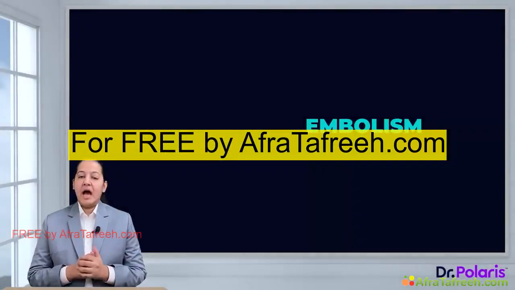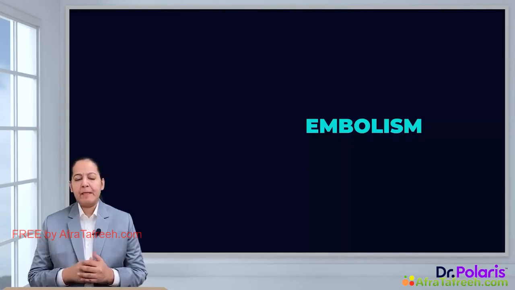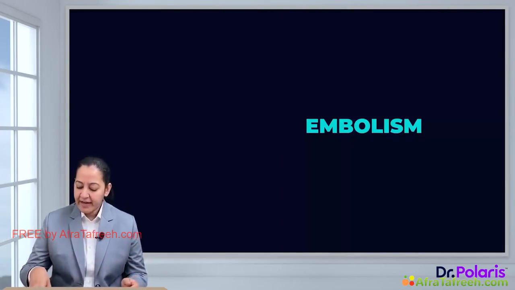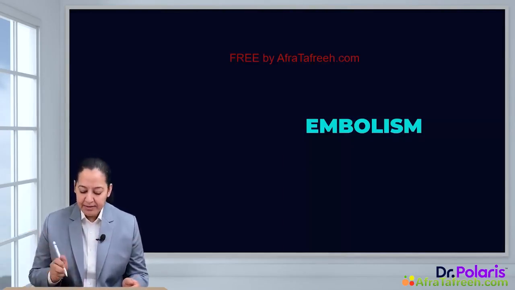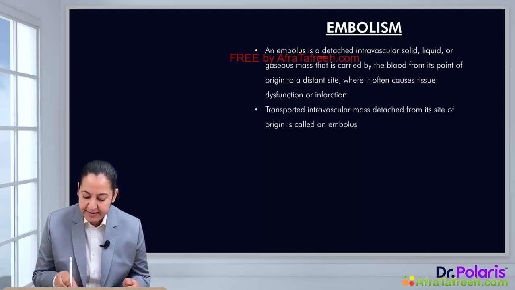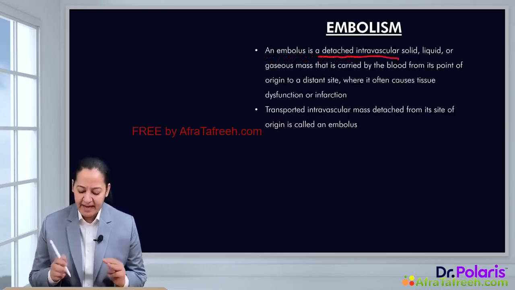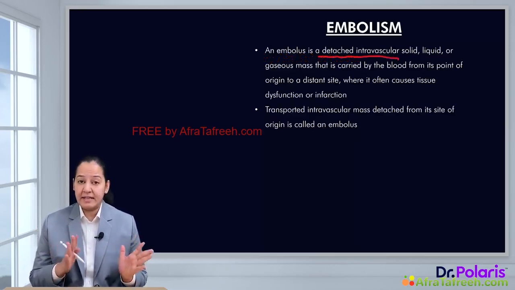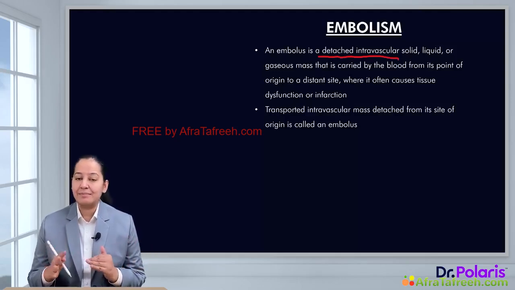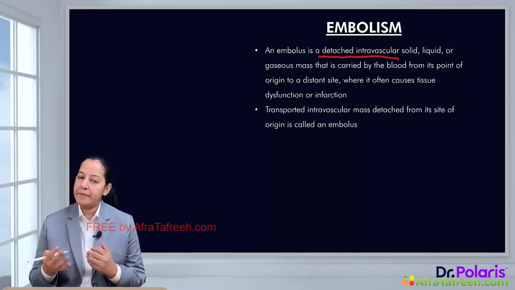In this session, I will be discussing embolism. So what is embolism? What is an embolus? How to define an embolus? An embolus is a detached intravascular mass. It can be solid, liquid, or gaseous. Basically, it is a detached intravascular mass present either in an artery or in a vein.